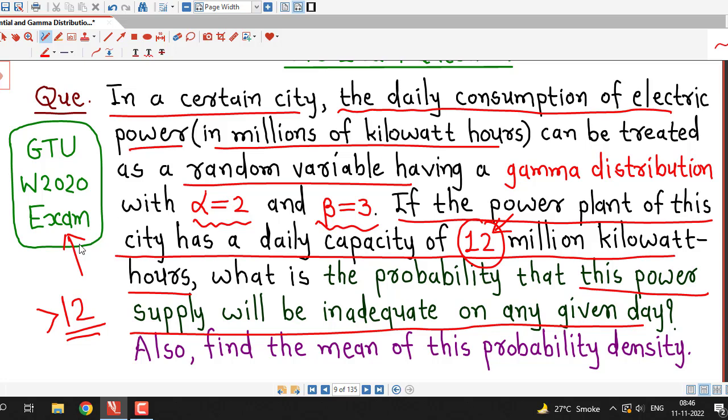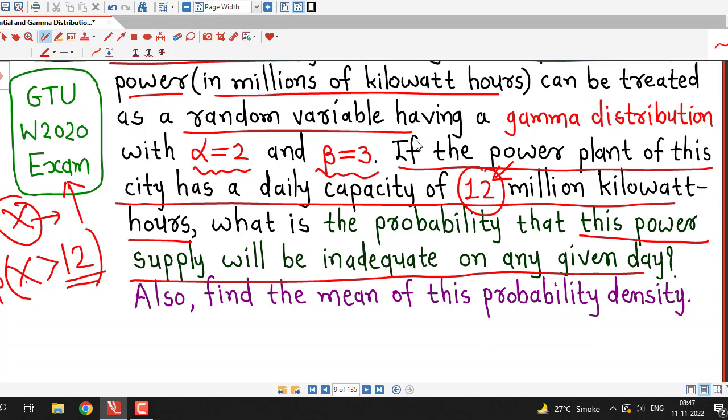So this is our random variable capital X, and it is already given that X is a gamma random variable, and we are asked to find the probability that power supply will be inadequate on any given day. So if this daily consumption, denoted by capital X, is greater than 12, then power supply will be inadequate on any given day. That means we have to find the probability that capital X is bigger than 12, where capital X is the daily consumption of electric power in millions of kilowatt hours.